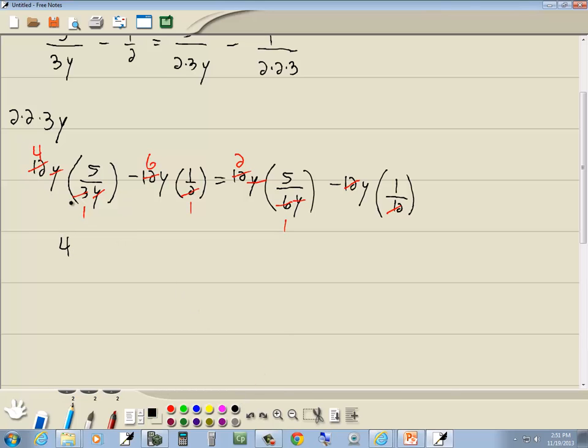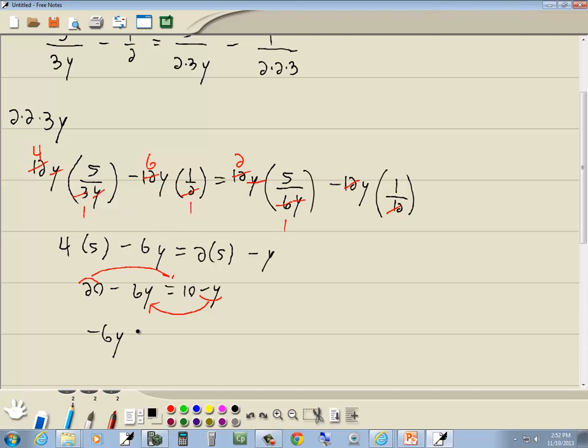So let's see what we have left. 4 times 5 minus 6y times 1, that 1 drops away, equals 2 times 5 minus 1y or y. Okay, 4 times 5 is 20, minus 6y equals 10 minus y. Now I want to get everything with a y on one side, numbers on the other side. So I'm going to take the negative y here, take it to the left side. And I'll take the 20 and move it to the right side. You take anything across your equals, your sign changes. So negative y becomes a positive y. The 20 becomes a negative 20.